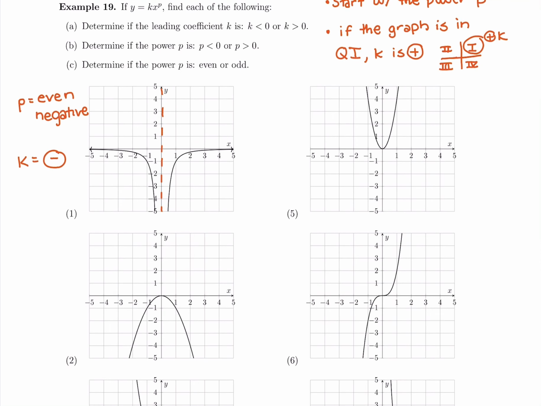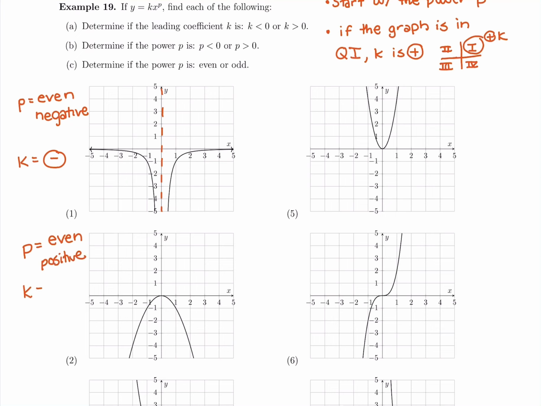If we move down to graph 2, we want to think, first of all, what kind of power do we have? Is it even or odd? Well, if it's symmetric about the y-axis, if you can flip it on that y-axis and it would fold over onto itself, you have y-axis symmetry. That tells you you have an even power. If you have a vertical asymptote, that would tell you you have a negative power. This one doesn't have a vertical asymptote. Nothing's going to make me divide by 0 here because we have a positive power.